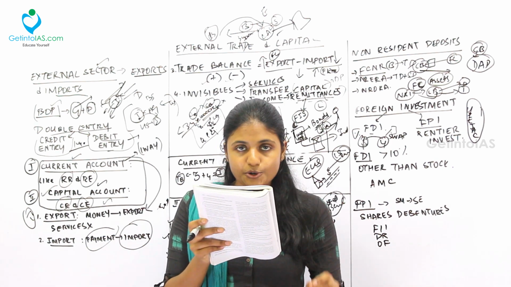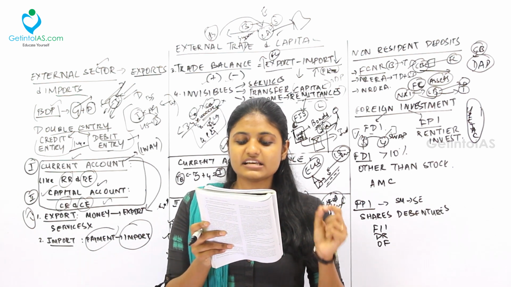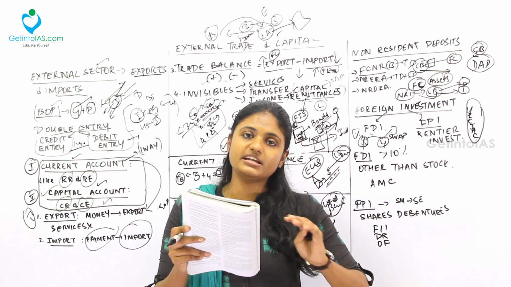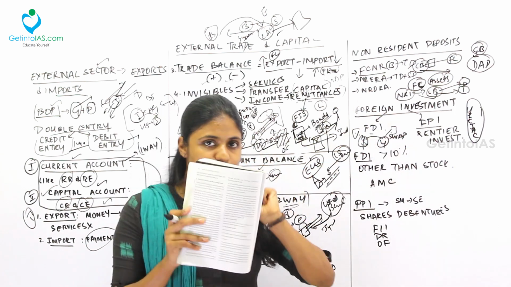So it is held in Indian rupee only. So the non-resident ordinary accounts can be opened as current, savings, recurring or fixed deposit. It is normal as the Indian citizens account. Okay. Next one is the foreign investment. What is called as foreign investment?